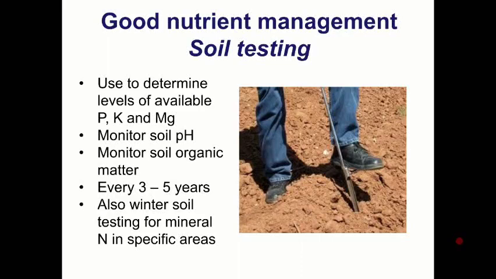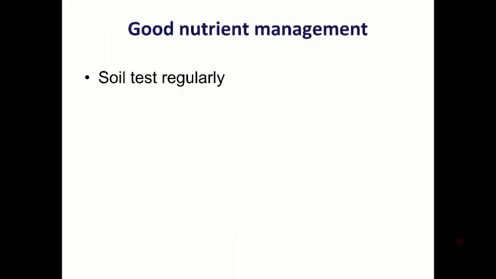Because phosphorus and potassium don't change really rapidly from year to year, you don't need to test them every year. You can test every 3 to 5 years, and that's sufficient. And then soil testing for nitrogen, which we'll talk about a little more in the next lecture, might be done more often. Sometimes we do winter soil testing for nitrogen for mineral land, but we'll get into that in the next lecture.